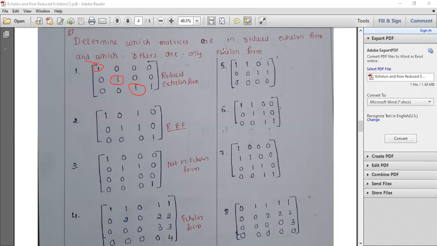Zeri, are you here? Yes, ma'am. Tell me, which type of matrix is it? In which format is it? See, leading elements are there which are equal to 1, and above and below the leading elements are 0. So which type of matrix is it? Akshay? Reduced echelon. Ma'am, row reduced echelon form. Very good. It is in the row reduced echelon form.